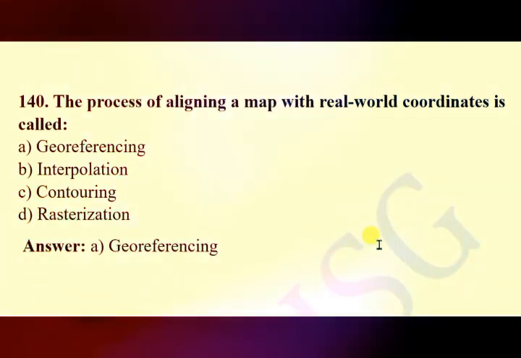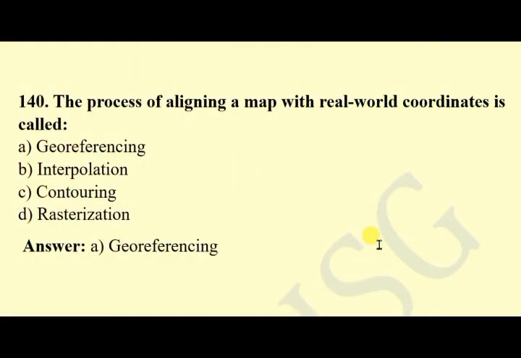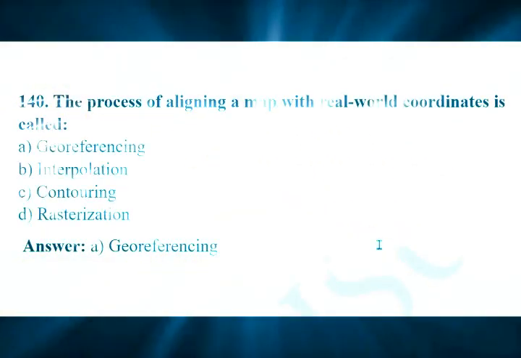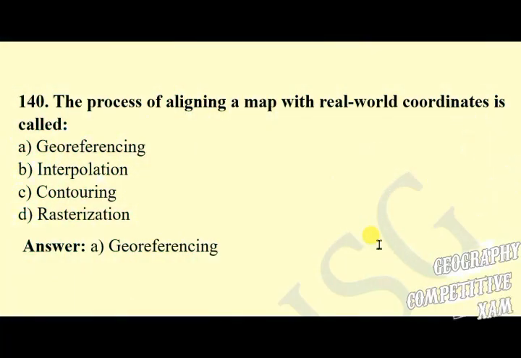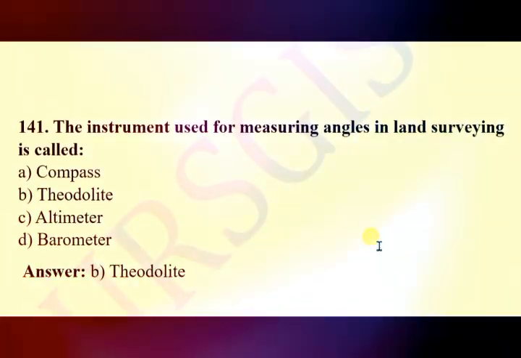Surveying and mapping techniques. Question 140. The process of aligning a map with real-world coordinates is called georeferencing, interpolation, contouring, rasterization. Here the right answer will be georeferencing.